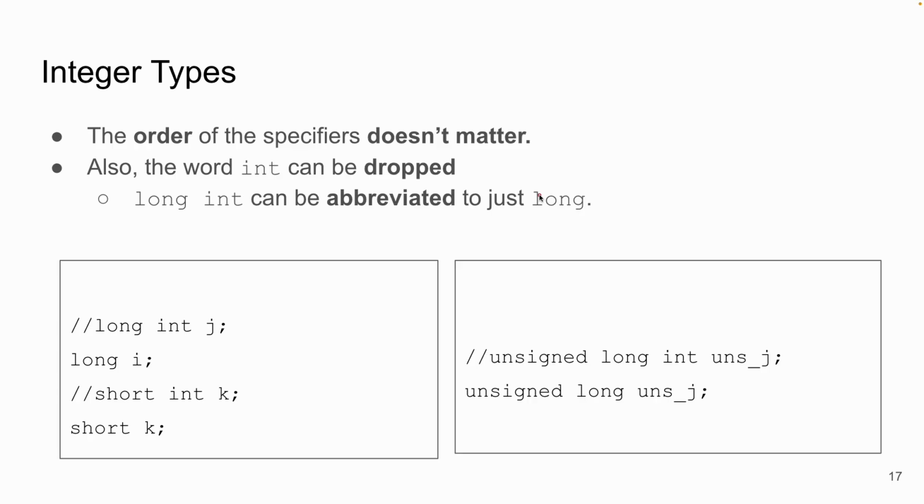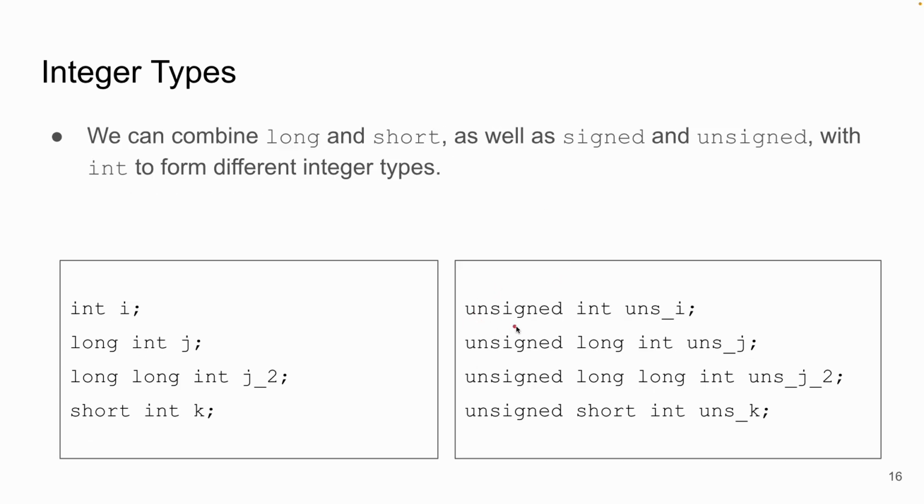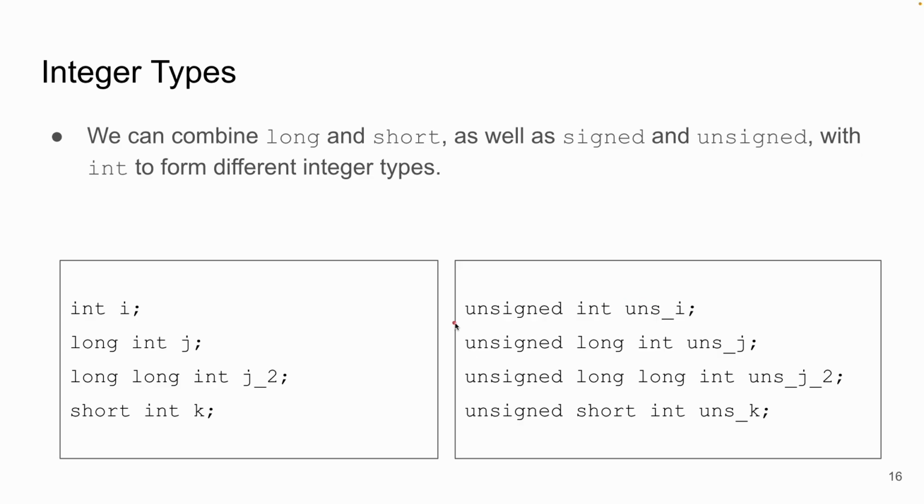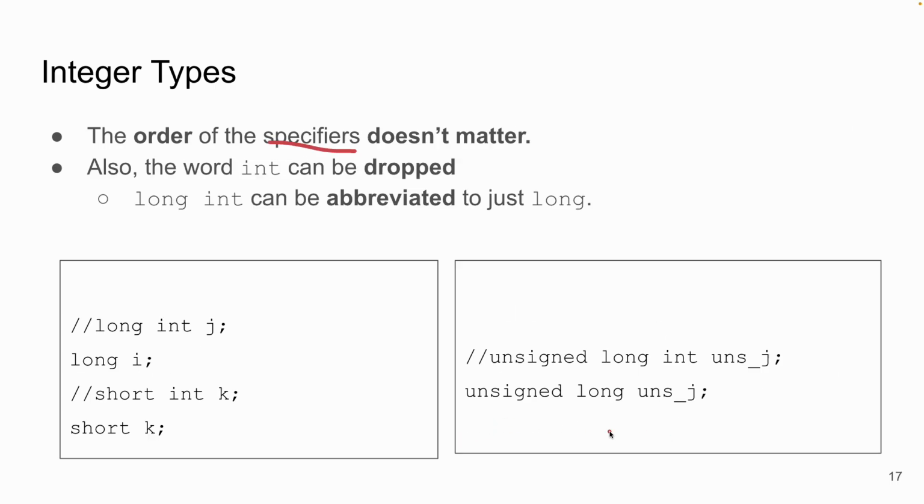Although I write down the order of unsigned, long, and int like this, the order of these specifiers, meaning long, short, int, and unsigned, doesn't matter actually. So we can rewrite the unsigned long int to be long unsigned int. We can also rewrite the unsigned short int to become short unsigned int.